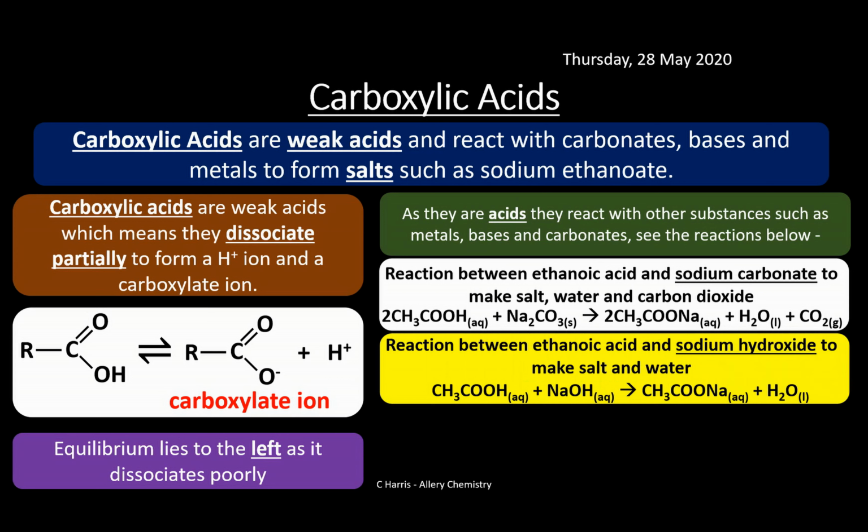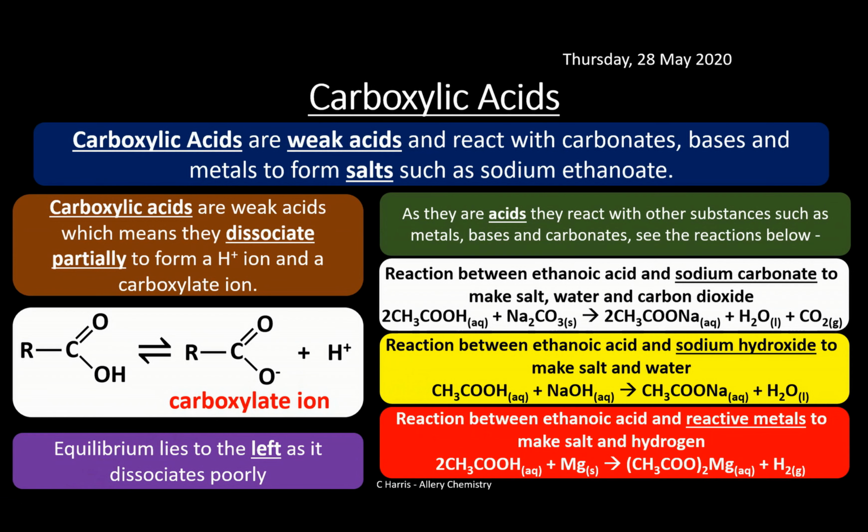Okay, so let's do it with a standard base this time. So we don't produce carbon dioxide with a standard base. We just produce salt plus water, as you can see there. So sodium ethanoate in this case, and water. Again, they can give you just a big carboxylic acid. Don't be put off by it. All you're looking for is the carboxylic acid reacting with your base. Okay, and then the final one is it reacting with metal. So metal plus acid will always form salt plus hydrogen gas.